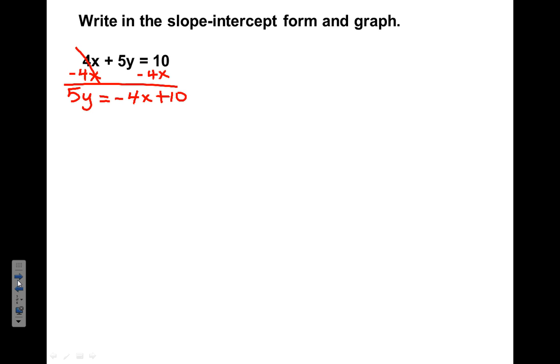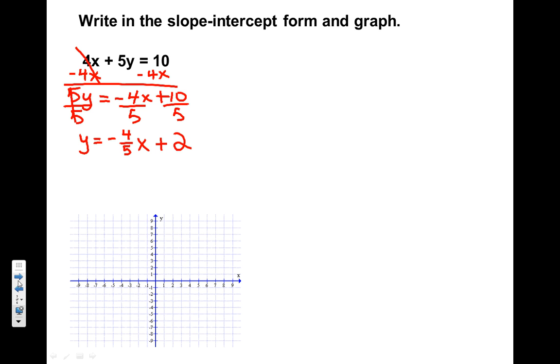Now because we're solving for y, the opposite of multiplying by 5 is to divide. So I'm going to be dividing all 3 parts by 5. Those cancel. I'm left with y is equal to negative 4/5 x. And again, it doesn't matter where the negative goes, as long as there's only one negative, it could be for the top or for the bottom. And then 10 divided by 5 is 2. Once we've done that, we're now ready to graph it.